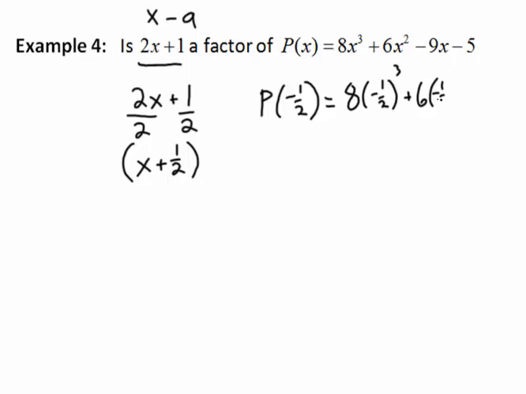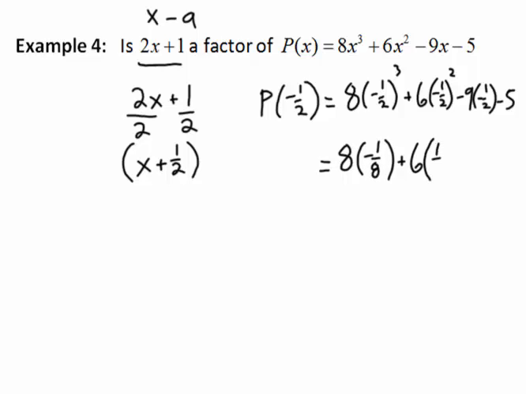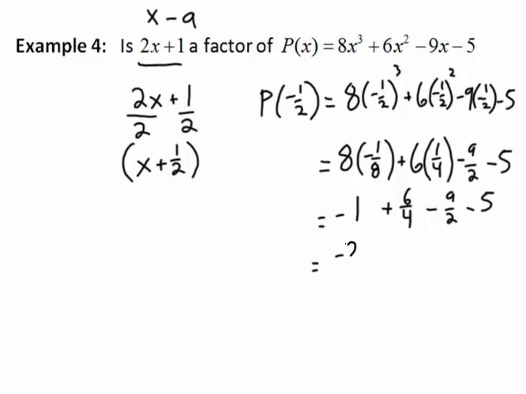So all the x's get replaced with negative 1/2. And once we have it all replaced, now we just have to work out the calculations to find out what the value is. Well, this first one is going to become 8 times negative 1/8 plus 6 times 1/4, watch your positives and negatives, minus 9 over 2 minus 5, which of course is going to become negative 1 plus 6 over 4 minus 9 over 2 minus 5. If we create a common denominator of 2, we'll get negative 2 over 2 plus 3 over 2 minus 9 over 2 minus 10 over 2.